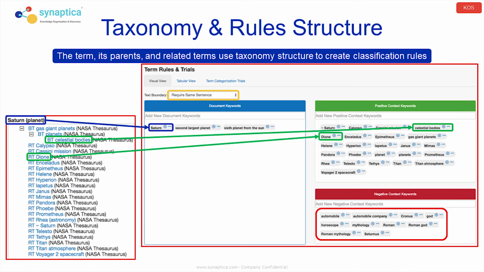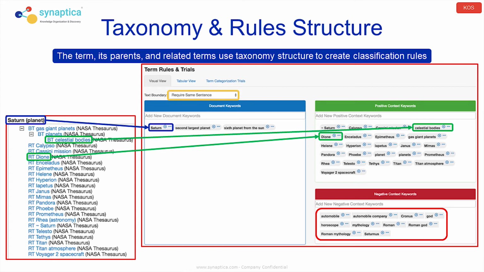Okay. So in this case, I am looking at the main preferred term, which in this case is Saturn, and I've got other document keywords. Now I've added a couple here in this particular image. I've got the second largest planet, I've got the sixth planet from the sun. These are all terms or expressions, phrases, that you might find that are basically synonyms for Saturn. We also have positive context keywords. Now you can automatically create these from the structure of the taxonomy, or you can manually create some rules. And these are positive indicators that this is the Saturn that you're looking for.